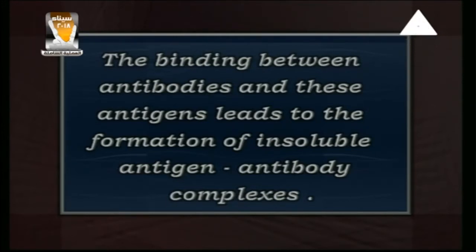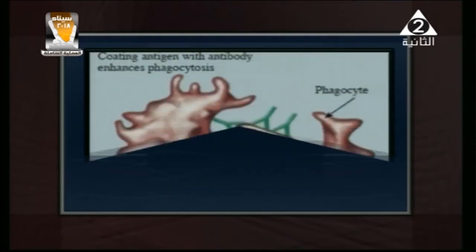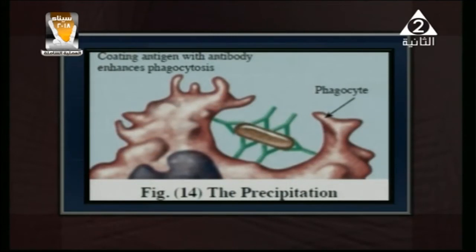And the antibody complex. This antibody complex forms the precipitate, or deposits, making it easier to facilitate its engulfing and destroying by the phagocytes. Remember that all the actions that happen to the pathogens by the other cells are just to make them more liable and more exposed for engulfing and destroying inside your body. And this is a kind of precipitation.